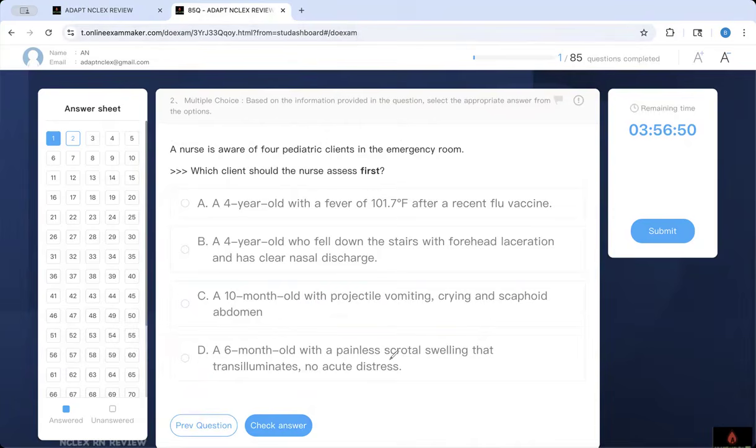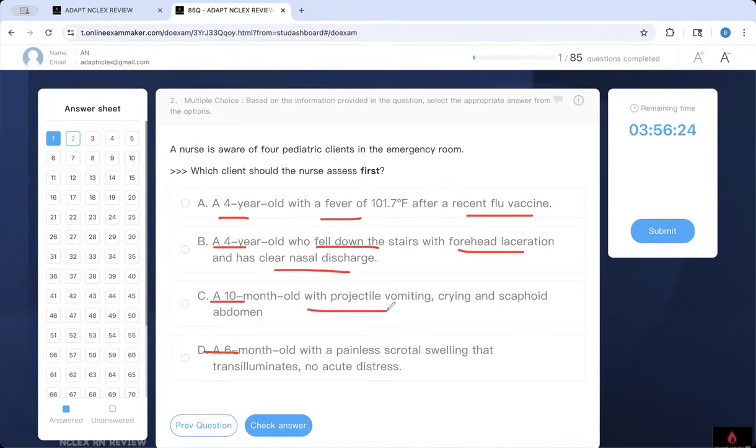Divide the question into 2 and say, age is not a factor. So 4-year-old, 10-month-old, 6-month-old, ignore it. Go for the buzzword. The 4-year-old with the fever after flu vaccine. Is this what you expected? The 4-year-old who fell down the stairs with a forehead laceration and a nasal discharge. Is this what you expected?